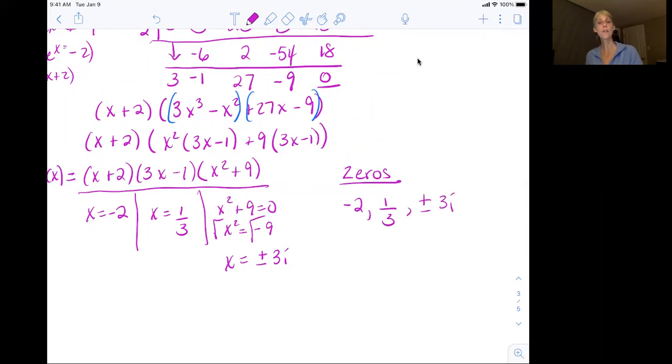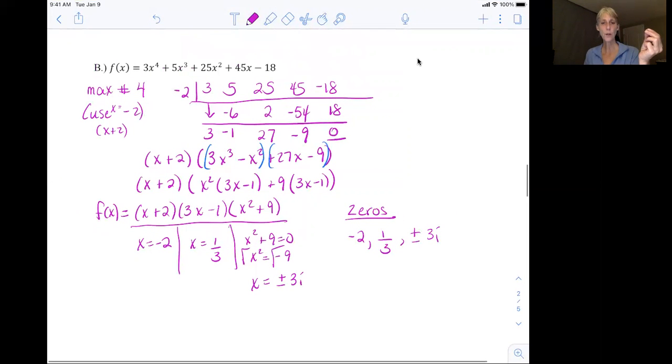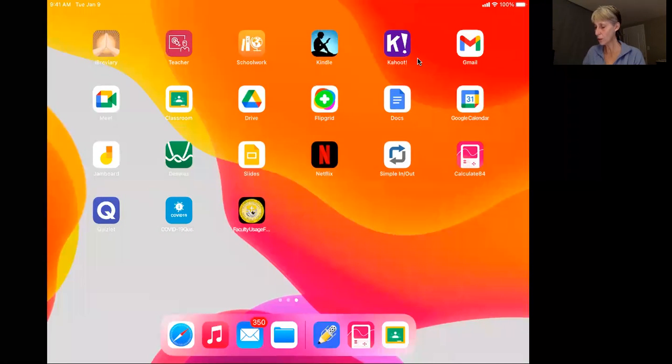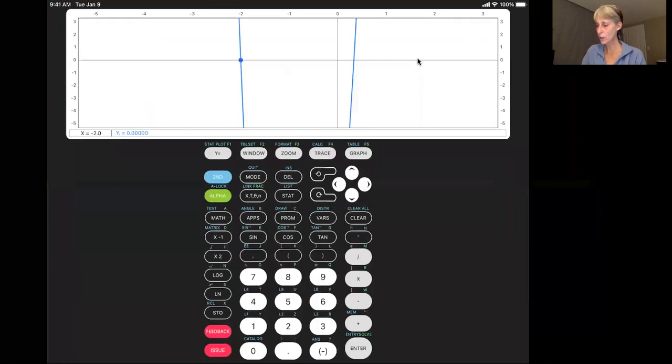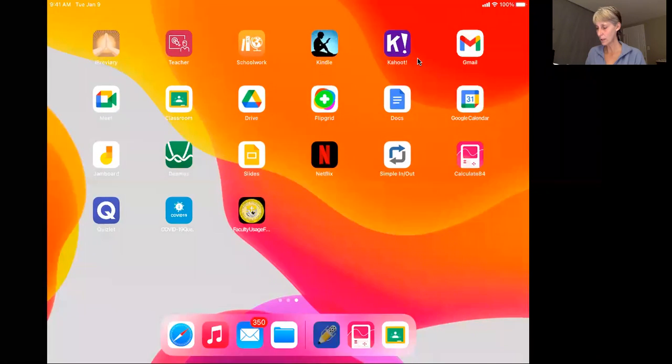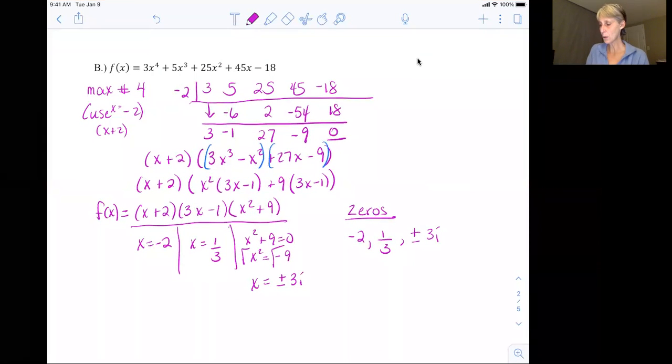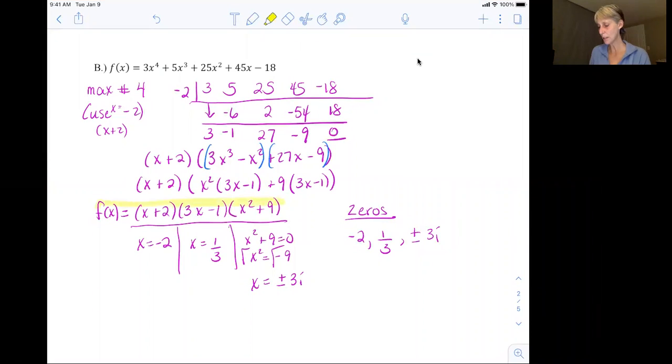If you notice, we did get 4 zeros. 2 of them happen to be imaginary. So when we look at our graph, we're only seeing 2 zeros that are x-intercepts, and 2 don't show up in the picture. Okay, so it does match. So here's my factored form, and here's my list of zeros.